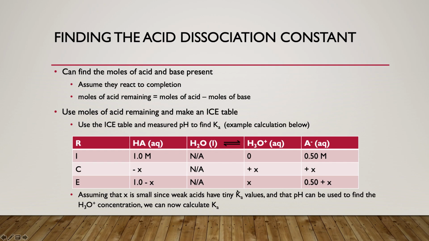So if we want to find Ka, remember, it is going to be the H3O+ concentration times the A- concentration divided by the HA concentration, for all the equilibrium values. But we actually do have a way to find this X, and that's by getting the pH.